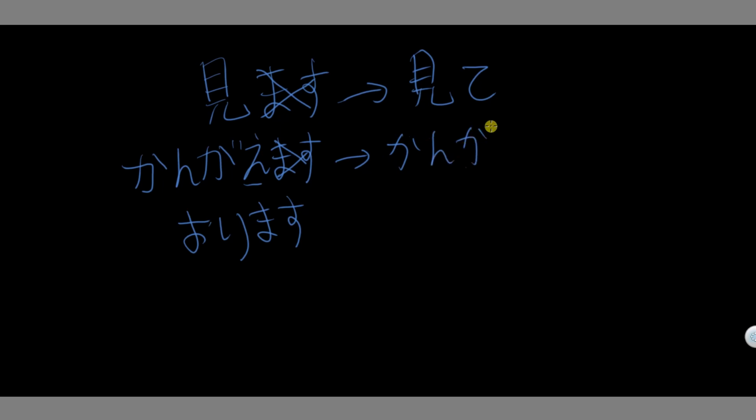Mimasu, one hiragana in front of the masu, so you take off the masu and replace it with a te. Kangaemasu, there's an e sound in front of the masu. Remember, take off the masu. Kangaete.